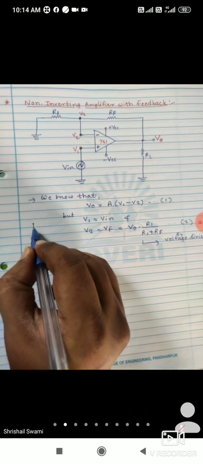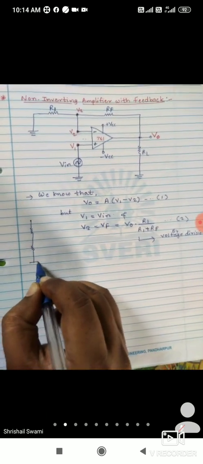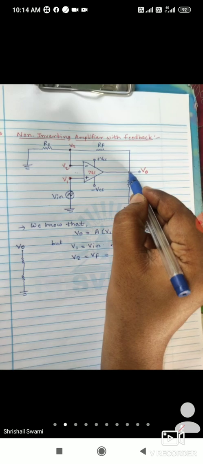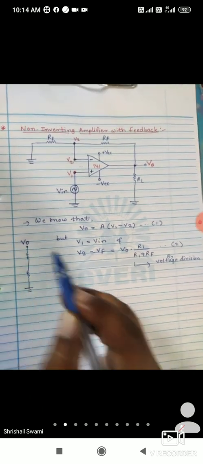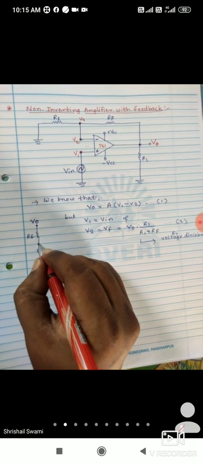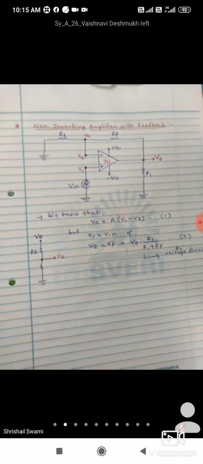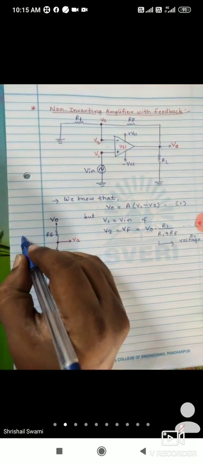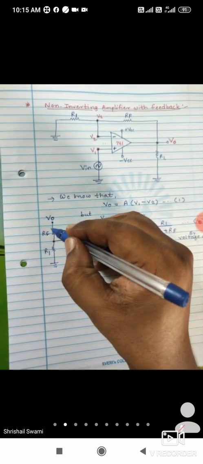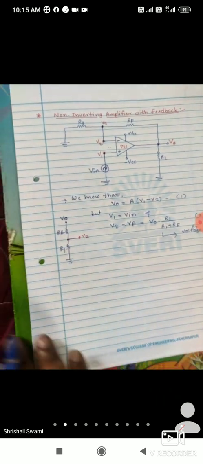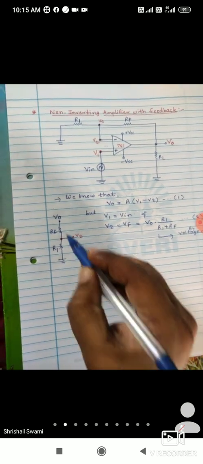So for that I will draw the circuit here. I will draw the feedback network. At this terminal the output voltage V0 is present. Next, the RF resistor is here. At this central point there is V2. Next, R1 is here, and then the ground. Apply voltage division to this circuit. The two resistors RF and R1 are in series, and the total voltage is V0. So how do we calculate V2 with respect to ground?